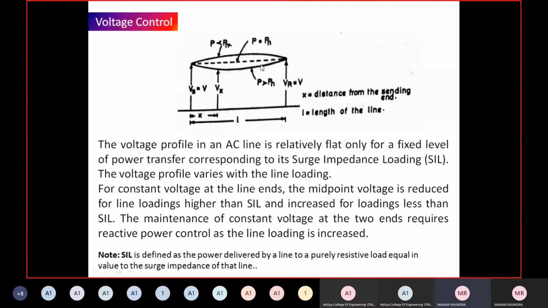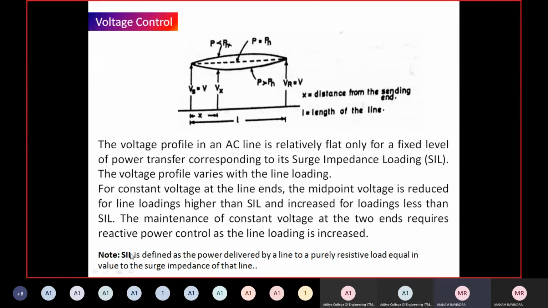That means the maximum power is transmitted at this point. Sending end voltage is equal to receiving end voltage. Did you understand this one? And suppose the surge impedance is not equal to the resistive load, then when P is greater than Pn, the voltage will be very low, and when P is less than Pn, the voltage will be very high.